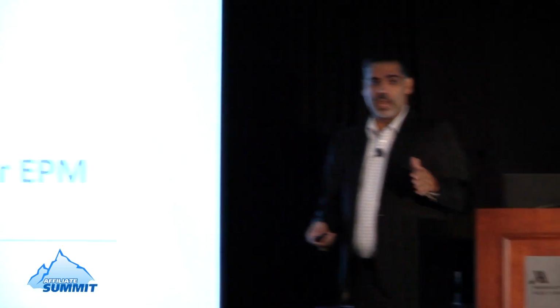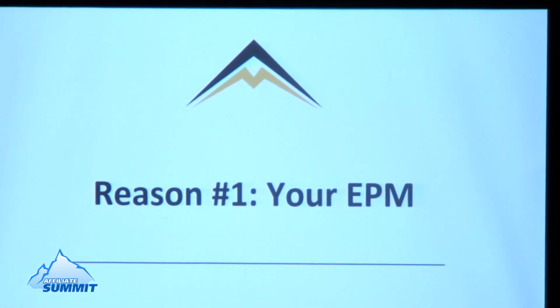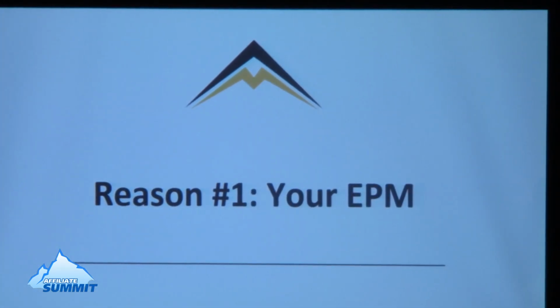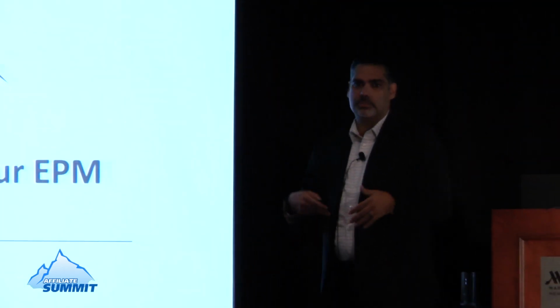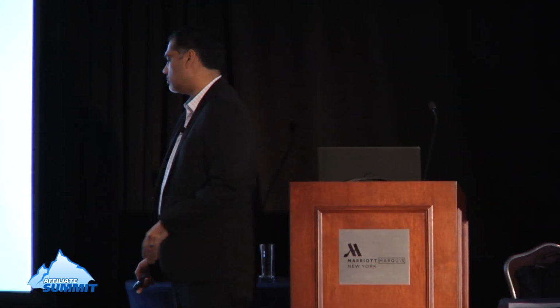So EPM, if you haven't heard this acronym before, it stands for earnings per thousand. And if you don't know why, most of you do, I know, but the M stands for 1,000 in Roman numerals. That's why it's earnings per thousand.